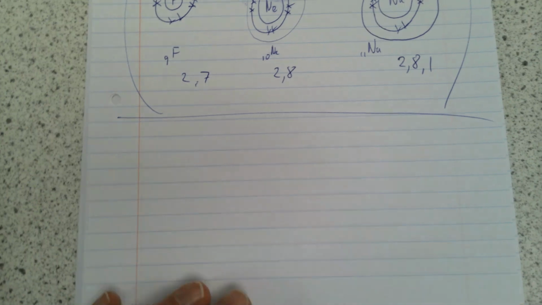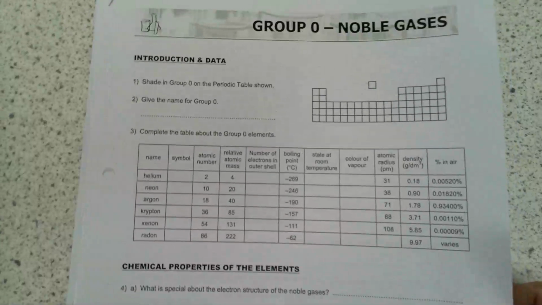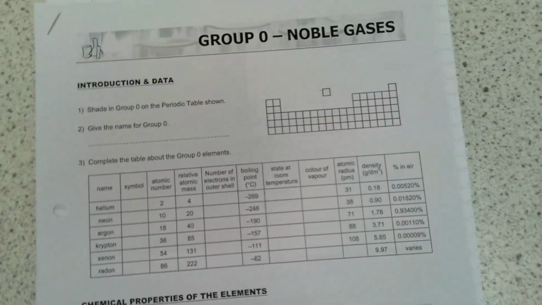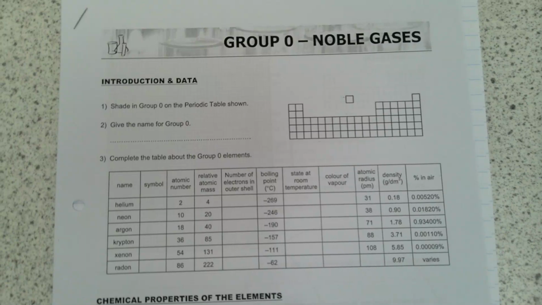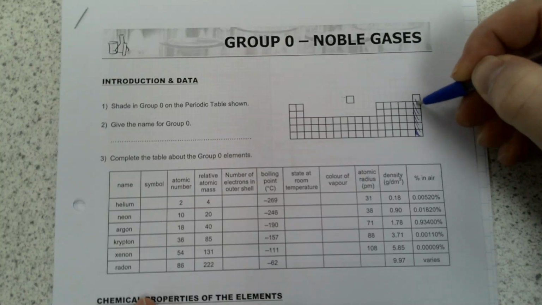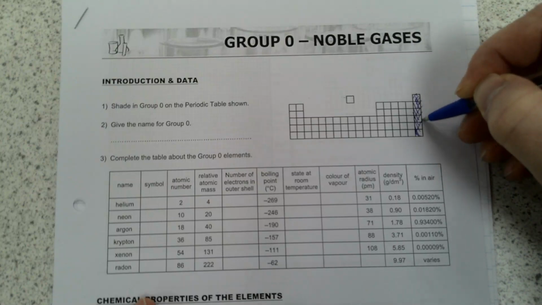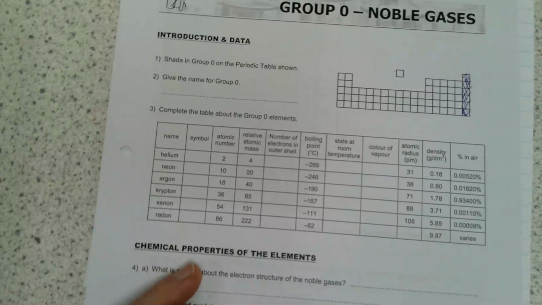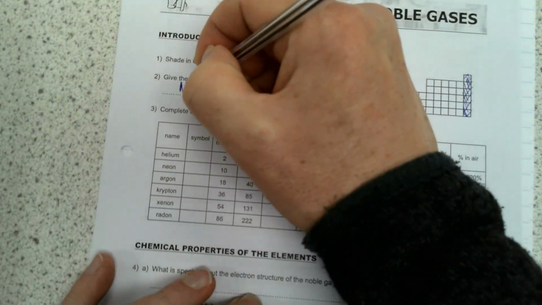There are some details about the noble gases that I want you to have. So can we now flip to this page on our notes? So group 0 are these ones over on the right hand side, and they are obviously the noble gases.